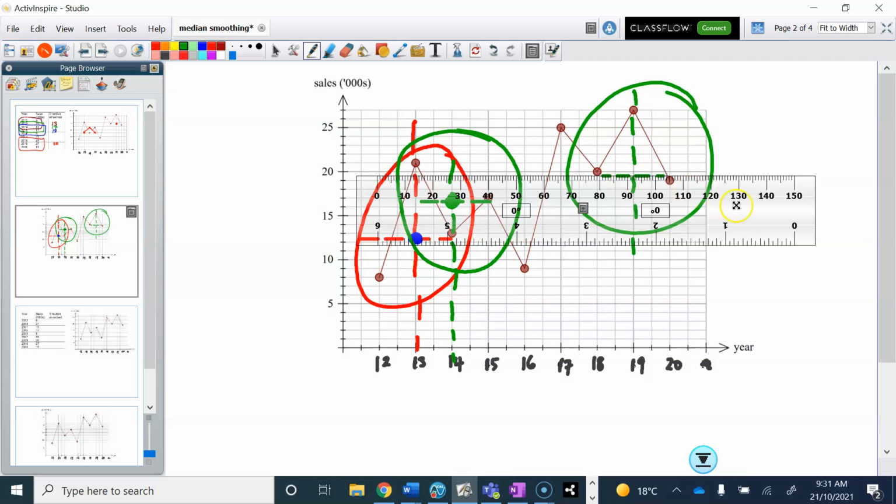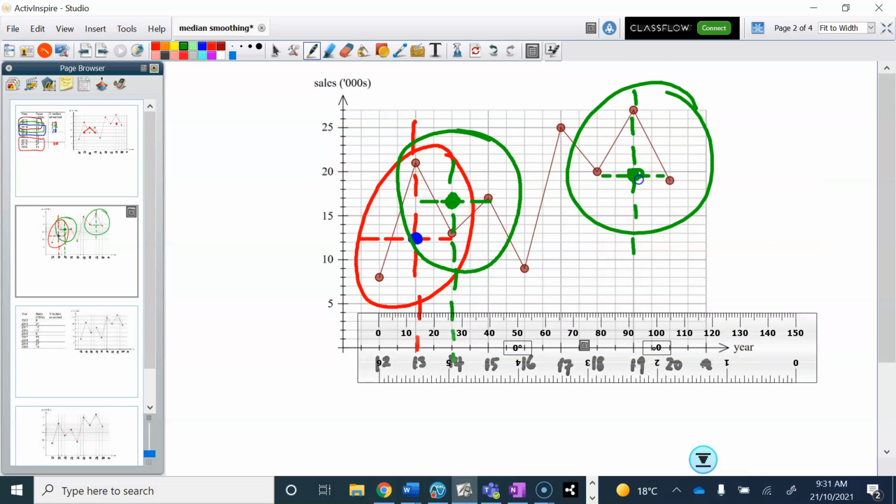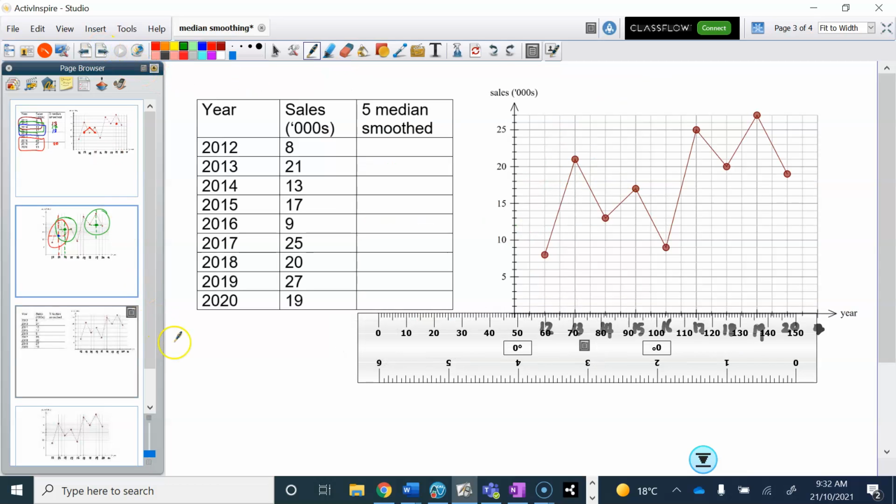Okay, so when you are labeling all your points, a quick way to do it is to cover up the points you're not interested in and then use your ruler to find the vertical midpoint. Same exact idea with 5 median smoothing, except you're doing 1, 2, 3, 4, 5 points at once. So your middle value, 2012, 13, 14, 15, 16, the middle value is 2014. So you will have a smoothed point that matches up with 2014 if you're 5 median smoothing.